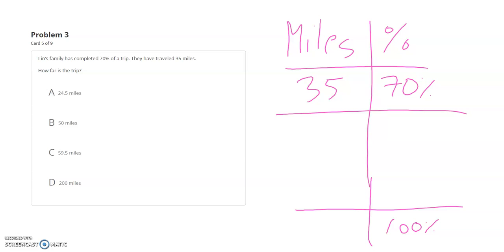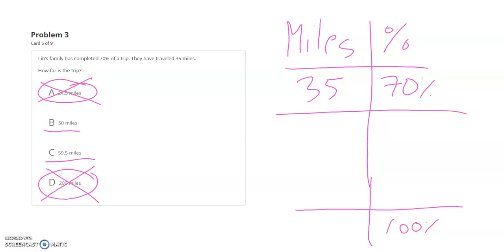I can just look at my answers. 24.5 miles. This is less than 35 miles, and 35 miles is not their whole trip. So I know that this is definitely wrong. 200 miles is more than 4 times 35, which would be way more than 100%. So this is way too high. Too high, too low, which means it's going to be one of these two, but we're not quite sure which one yet. We need to get to 100%.